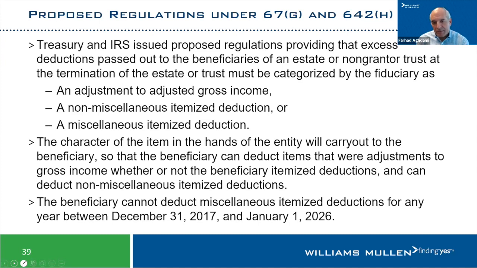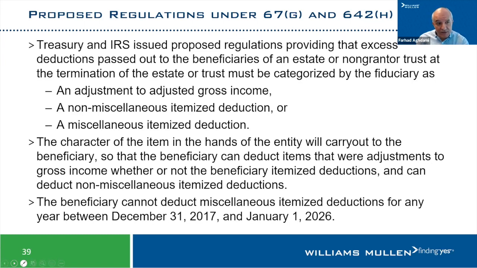And really, the regulations make sense. They basically say those deductions in the hands of the trust flow out to the beneficiaries of the trust as the same character. So if it was an adjustment to gross income in the hands of the trust, it will be the same in the hands of the beneficiary upon termination.